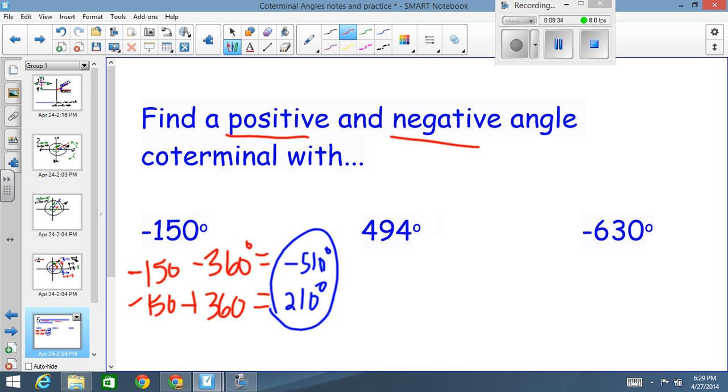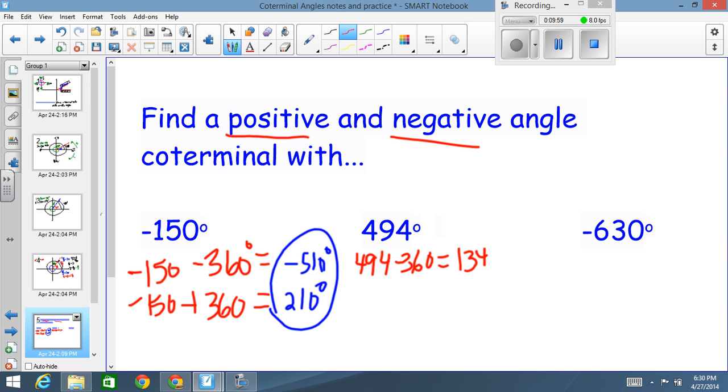You'll see in the second one, though, where we have a bit of a problem in that when I subtract 360 from 494, I'm still left with a positive number. And that's not what I want. I don't want a positive number, I want a negative angle. So as you go to your calculator and you do 494 minus 360, you're going to end up with 134 degrees.